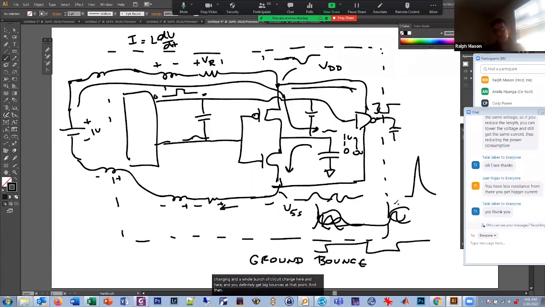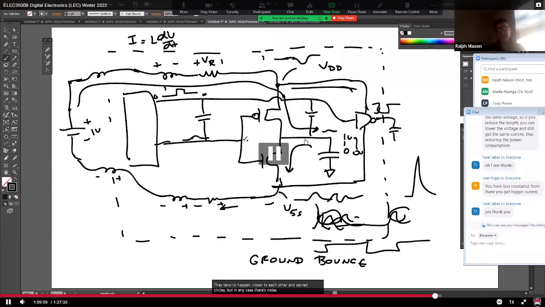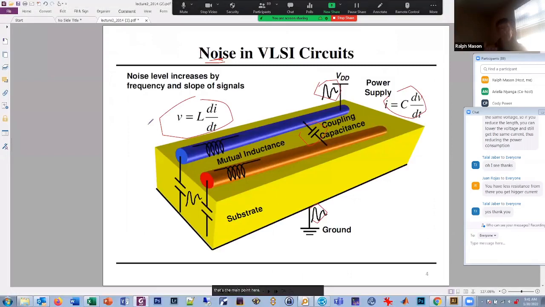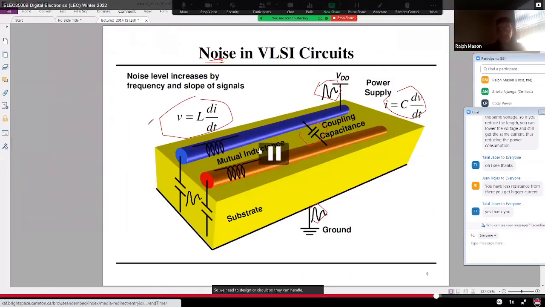And then there's some propagation through the gates, so that may cause some later bounces, but a lot of the bounces happen at the same time, which sometimes can be good, sometimes can be bad. But anyway, they tend to happen closer to each other in synchronous circuits. But in any case, there's noise. There's all kinds of switching going on inside your chip and coupling, so there's noise. That's the main point here. So we need to design our circuits so they can handle that noise.